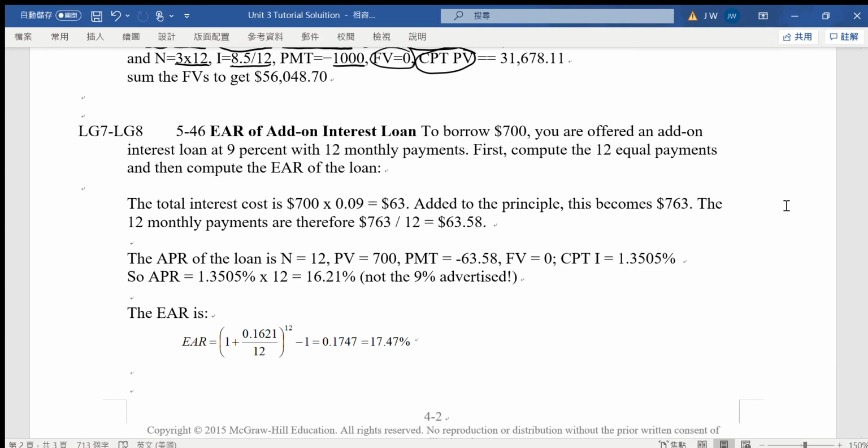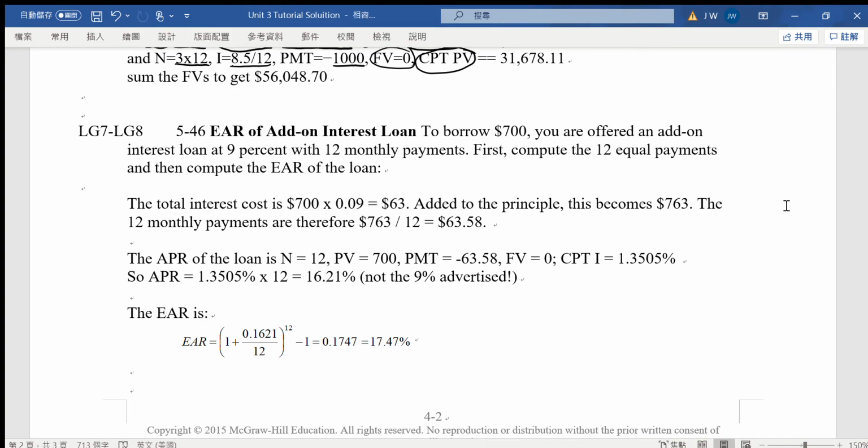5.6446. This question is about the EAR on an add-on interest loan. Now look at the question. To borrow 700, you take out an add-on interest loan at 9% with 12-month monthly payments. First, compute the 12 equal payments and then compute the EAR of the loan.